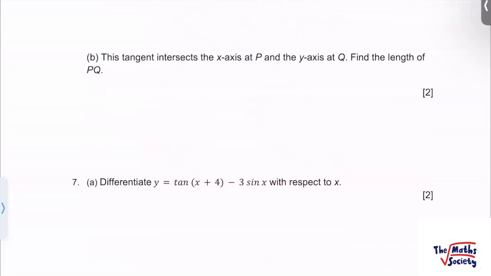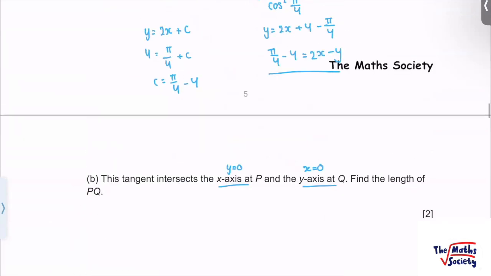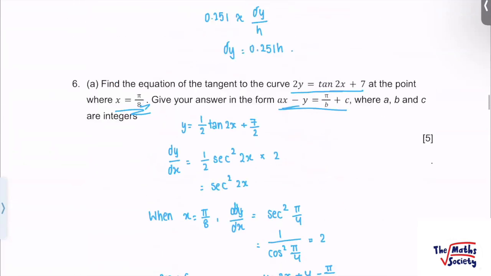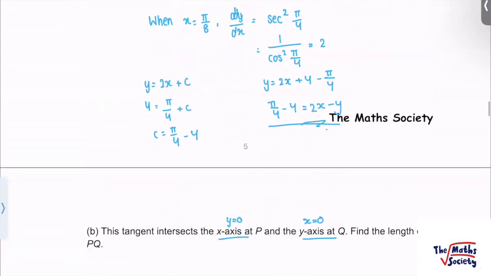Yep, and then B says that the tangent intersects the x-axis at P, so that's y equals 0, and the y-axis at Q, which means x is equal to 0. You need to find the length of PQ. So we have this one. Just double checking it's in the form ax minus y equal to pi by b plus c, and the ax minus y.